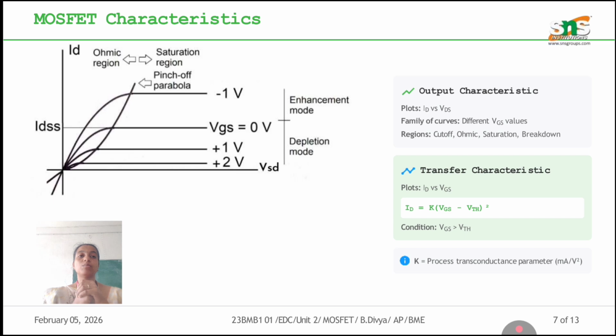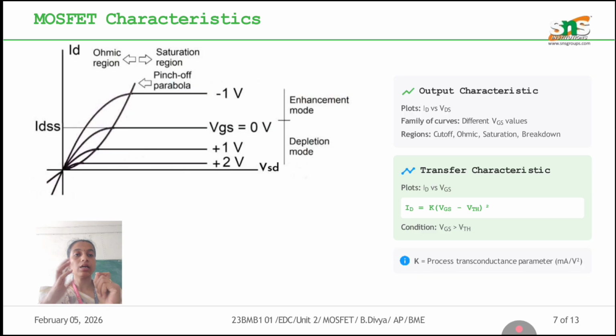Characteristics of MOSFET. Output characteristics. How does this characteristic form? This is plotted between ID, that is the drain current, and the drain source voltage. The curve forms for different VGS values, that is, as the gate source voltage varies. We can see the curves: the current increases and then the voltage will be constant. This curve will be formed once the gate source voltage is increasing accordingly.